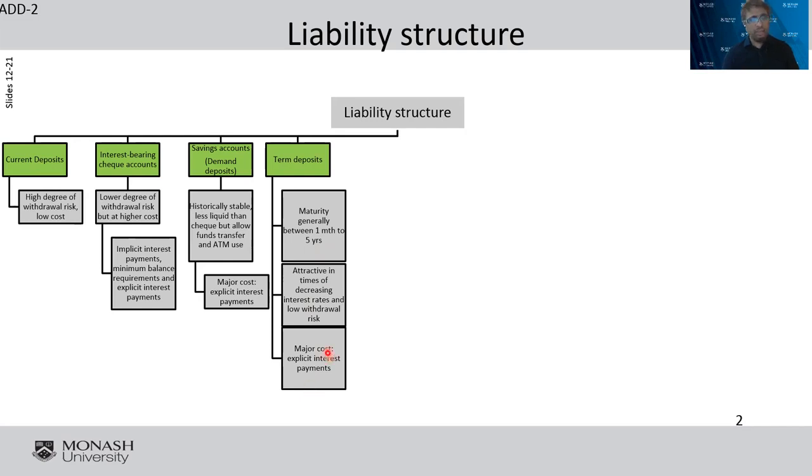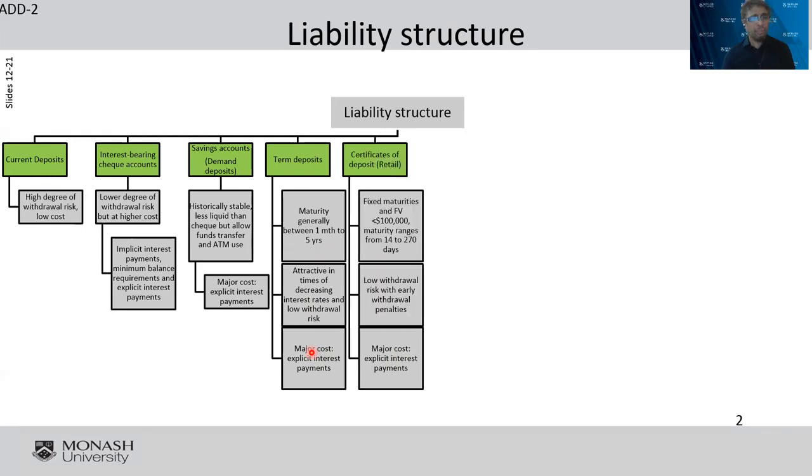And the major cost for the bank is the explicit interest payments, because there is no transaction in this account. There is no withdrawal, there is no services. They just give you that interest, which is the explicit one. Again, the implicit is the one that includes services and other costs.